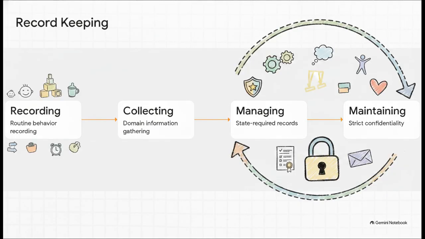But to manage all this information effectively, you've got to have a system. Here is the procedural flow for record keeping in a childcare setting. Step 1 is the routine recording of daily behaviors. Step 2, you're actively collecting info across all those developmental domains we talked about a minute ago. Step 3 is managing state-required records to keep the program perfectly compliant. And Step 4, which honestly wraps around everything else, is maintaining strict confidentiality. These aren't just your standard administrative chores. They are critical, foundational elements of professional program management.